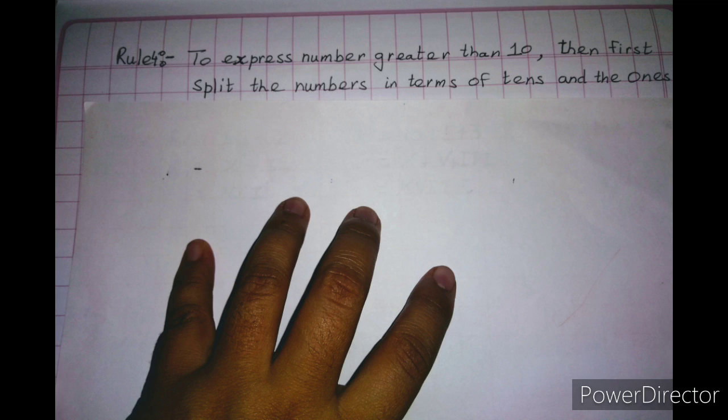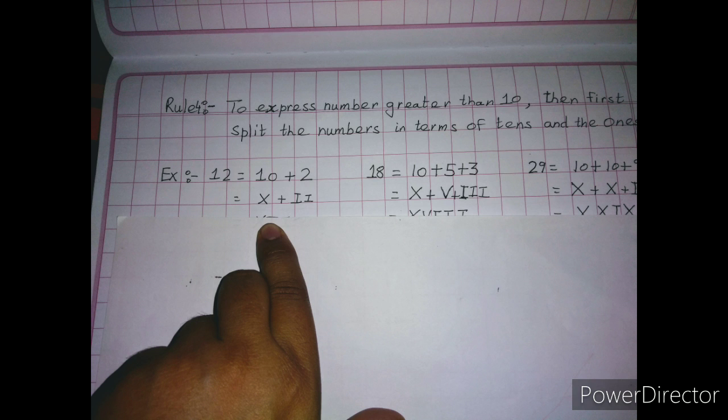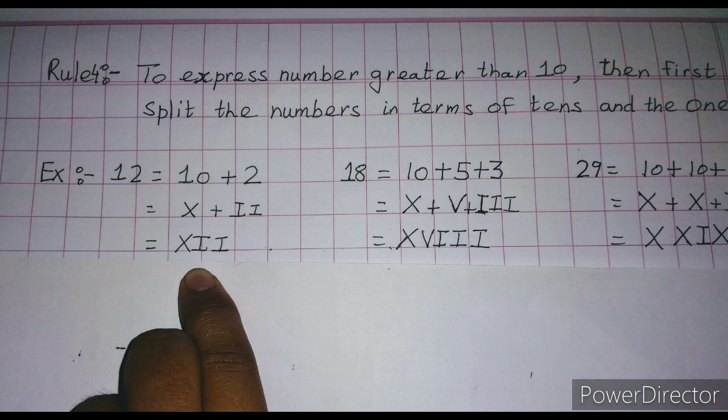The last rule of Roman numerals is to express numbers greater than 10. Then first we have to split it in terms of tens and ones. Suppose the example is 12. Here we will split it first into tens and ones. Tens is 10 plus in ones it is 2. So how do we write 10? X. And how do we write 2? II. So X and II is equal to 12.